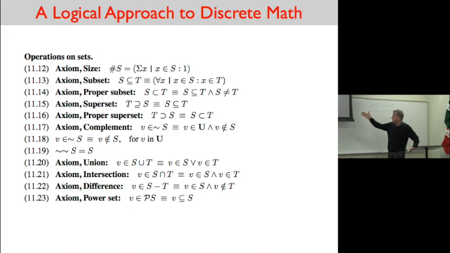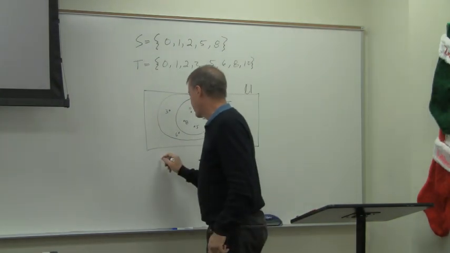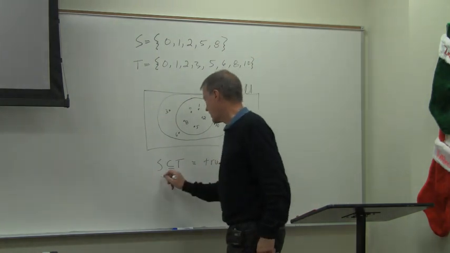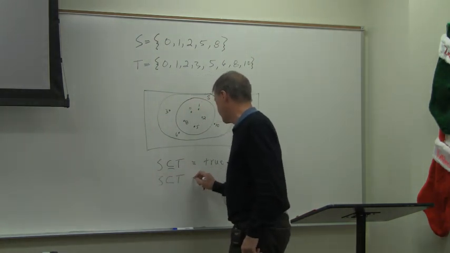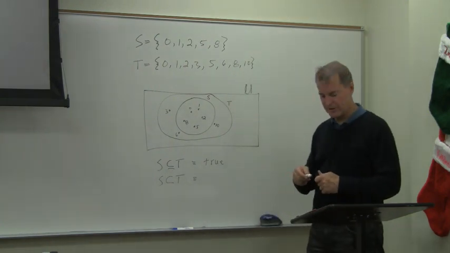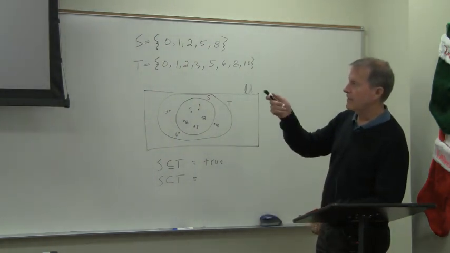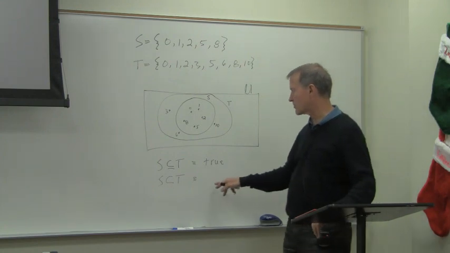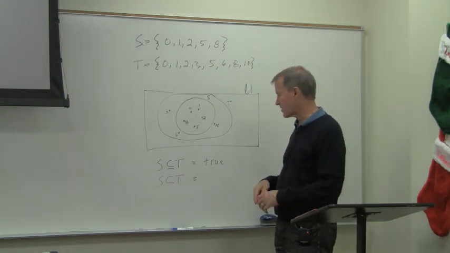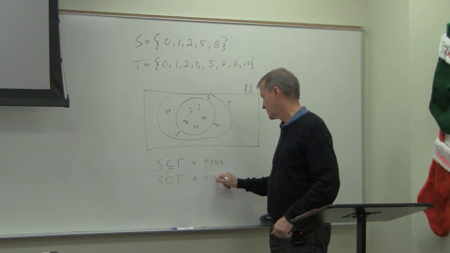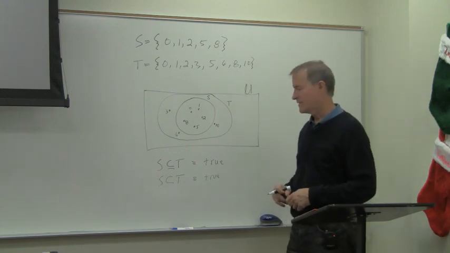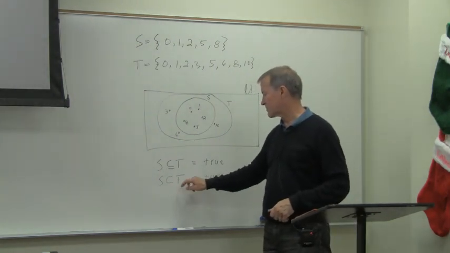Now, the next one says S is a proper subset of T. So we know that S is a subset of T. What about S is a proper subset of T? What does it have to be in order to be a proper subset? It has to be a subset, but it can't be equal to T. Now, is this also true? Yes, this is also true, right? And we know that T does not equal S, right? So therefore, in this case, S is a proper subset of T also.